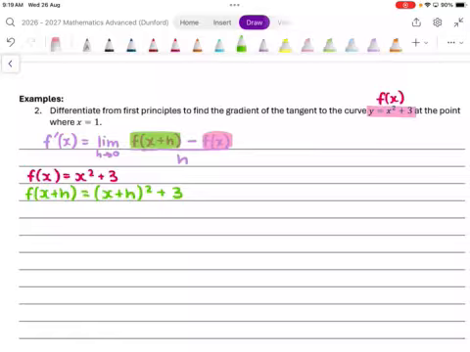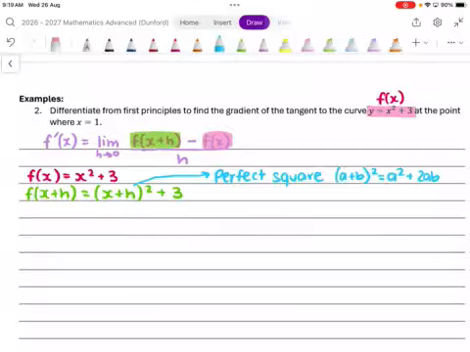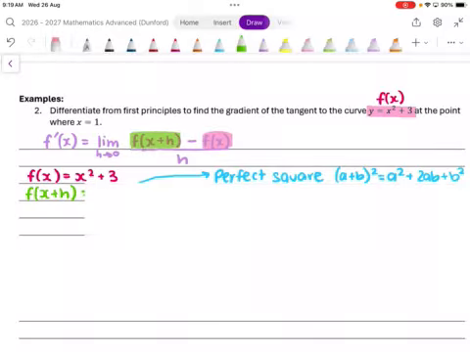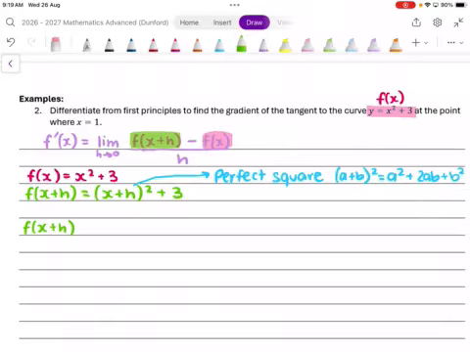Now, what we need to do is expand this out. I'm hoping some of you noticed that this is an example of a perfect square. So some of us will be able to expand it straight away, because (a + b) all squared is a squared plus 2ab plus b squared. That's going to save you time if you can use that. If you can't, that is totally okay. So if you can expand it, you will go straight to f(x + h) is x squared plus 2xh plus h squared plus the 3 at the end.